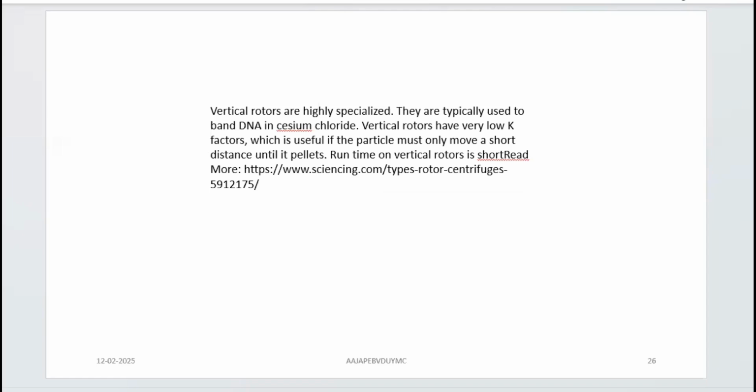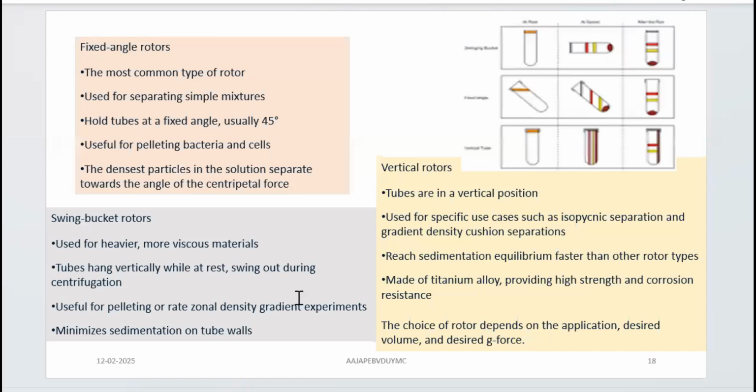But again, going back to the previous slide, you can get more information on the vertical rotors, which talks about sedimentation equilibrium being faster than in the other rotors. It is going to be specific for isopycnic separation, etc. So let's talk more about it.